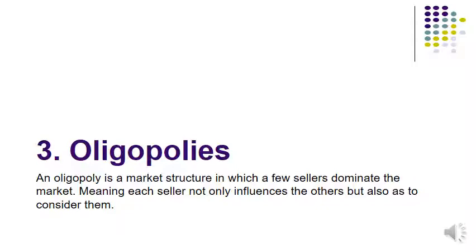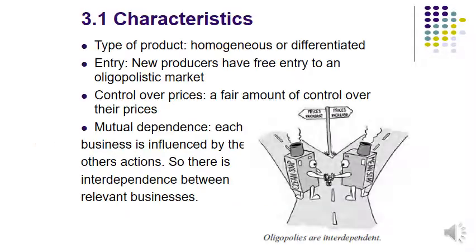So an oligopoly is a market structure in which a few sellers dominate the market, meaning 2 or 3 or 4 sellers that dominate the market. There might be more businesses than that amount, but only that number dominates the market. So the decisions they make influence the others, and those major players also have to consider what each other is doing. So let's have a look at the characteristics.